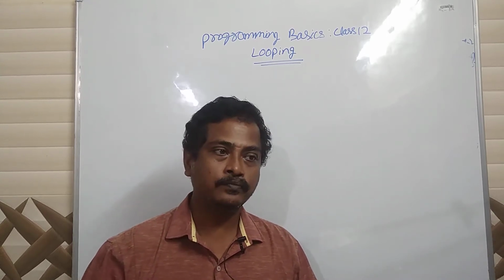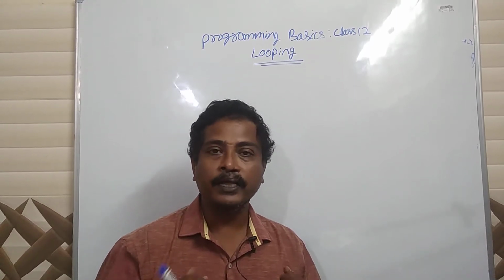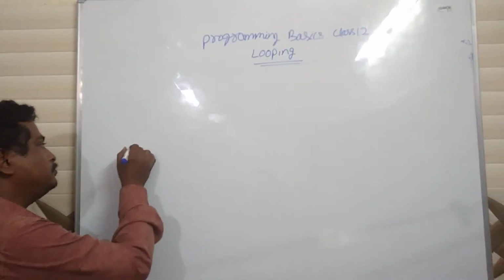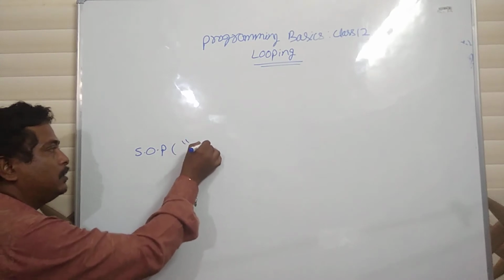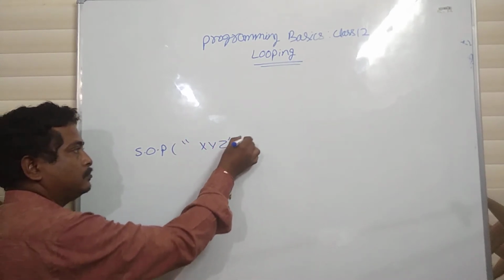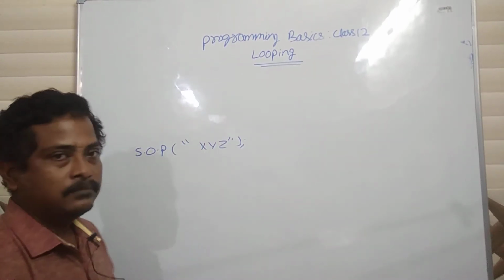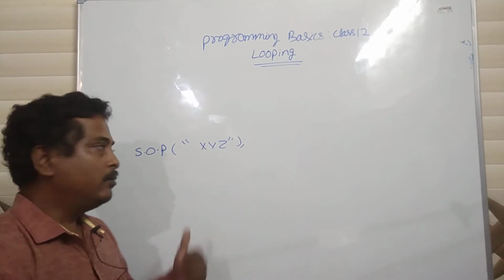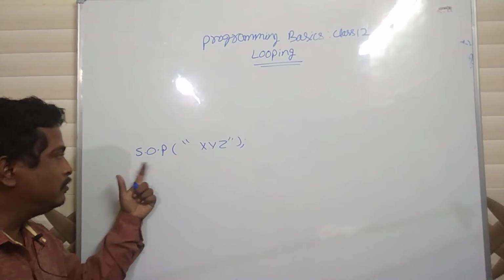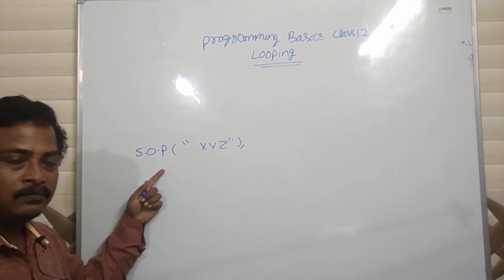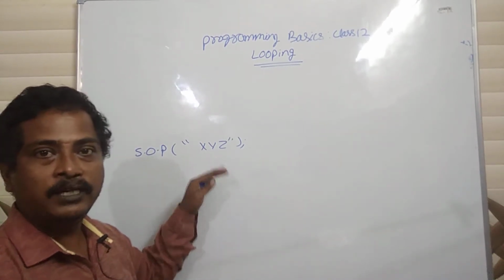For example, suppose I tell you to write a simple program, write your name. What will you write? SOP XYZ. In place of XYZ, you will write your name. I will write my name. Now, SOP I am using in Java, System.out.println. If it is C, you write printf. If it is C++, write cout. So, this is the statement to print my name.